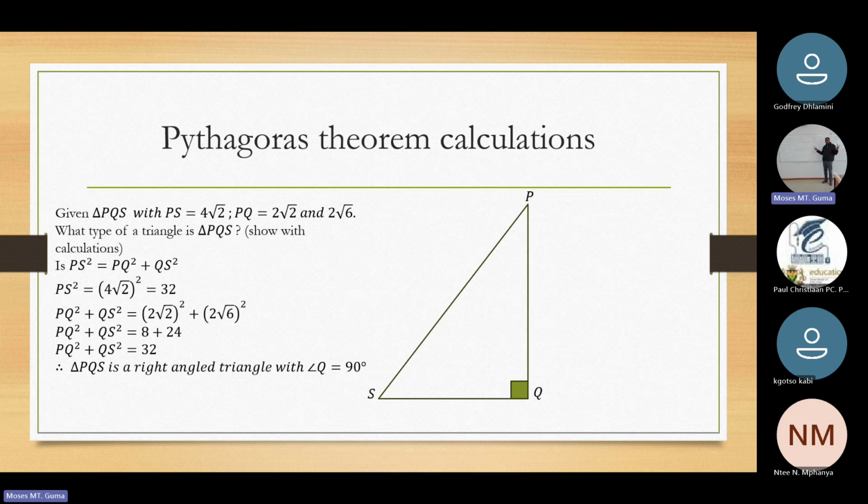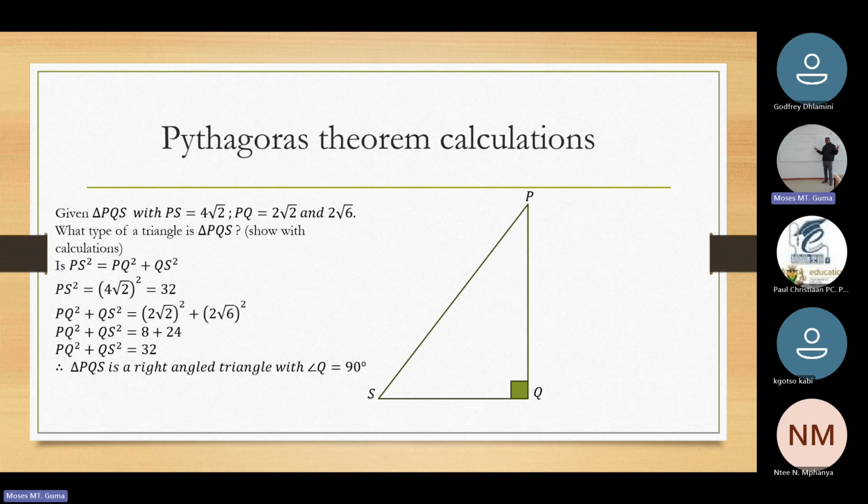I so love this now. When all things are coming together and working, okay, now I can say that triangle PQS is a right angle triangle with angle Q that is equal to 90 degrees. And how do I know? Because the square of that side, which is opposite to that angle, is actually equal to the sum of the squares of the other two sides. Remember, if this is 90, that side is the hypotenuse. Now, it means that we have proved that angle Q is equal to 90 degrees, folks.